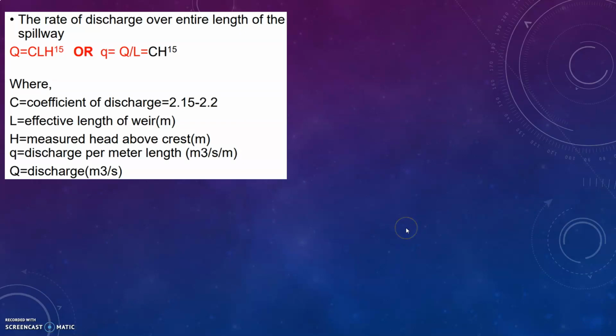The rate of discharge over the entire length of the spillway is given by this equation. Q is equal to C L H to the power 1.5, or q, small q, is equal to capital Q divided by L, that is equal to C H to the power 1.5, where C is the coefficient of discharge, usually 2.15 to 2.2, and L is the effective length of weir in meters. H is the measured head above crest. q is discharge per meter length, meter cube per second per meter, and Q is discharge, that is meter cube per second.